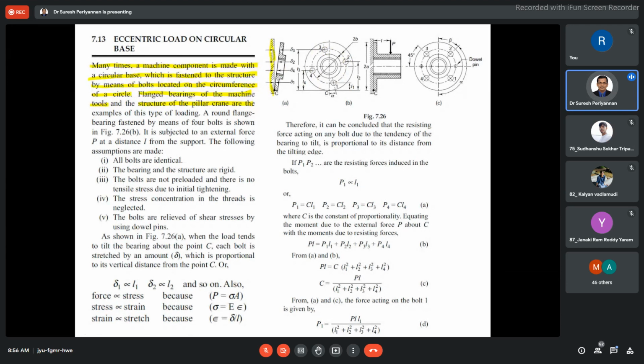The base of the crane is circular, and it will act as a flange. We are going to see a couple of problems, and you can easily understand it at that time.